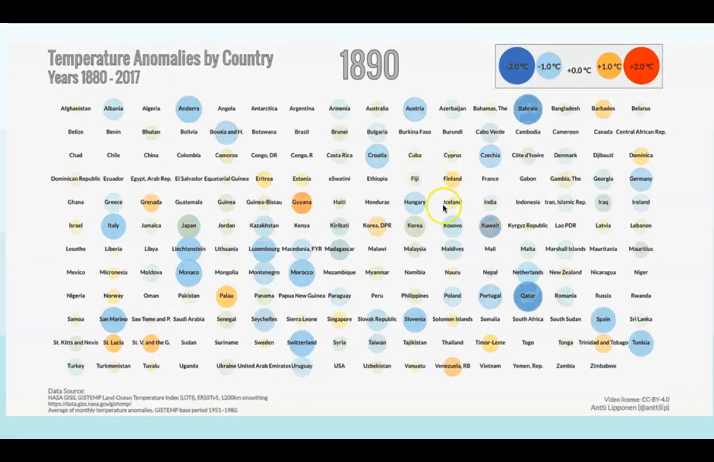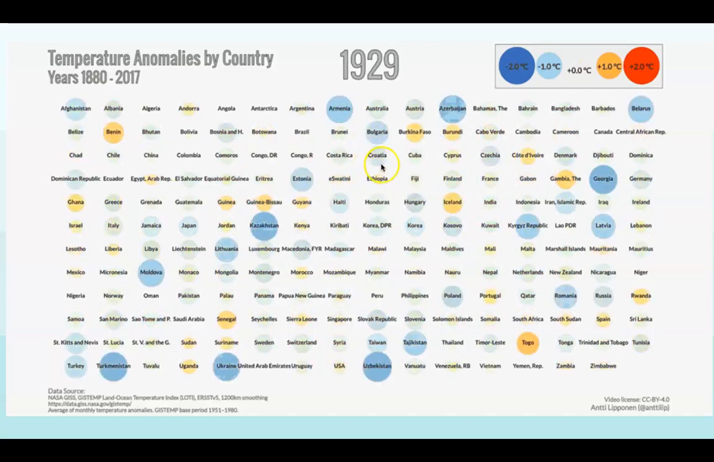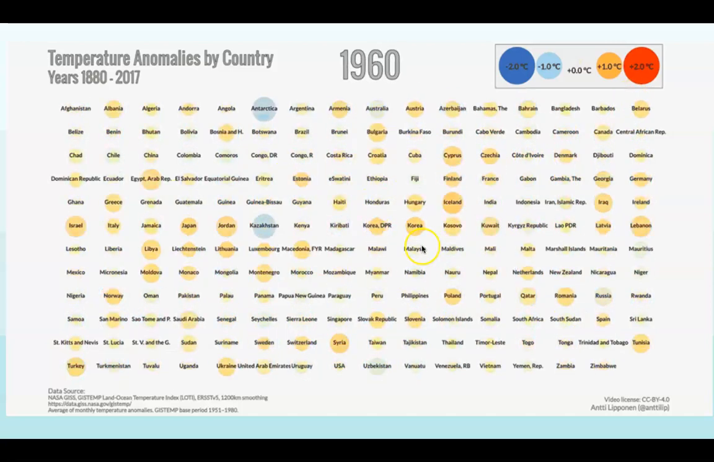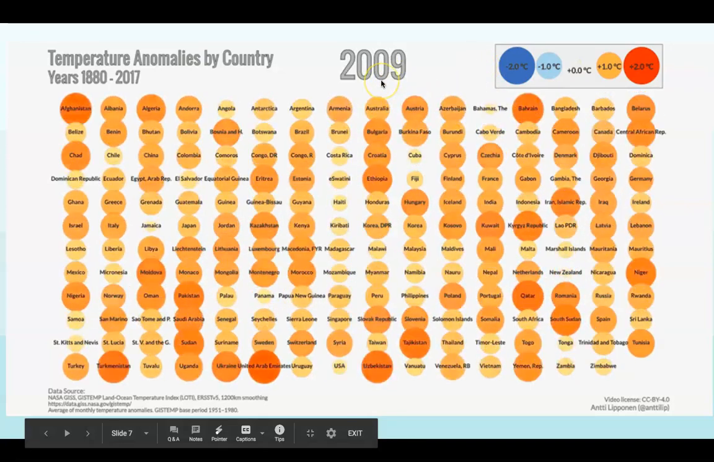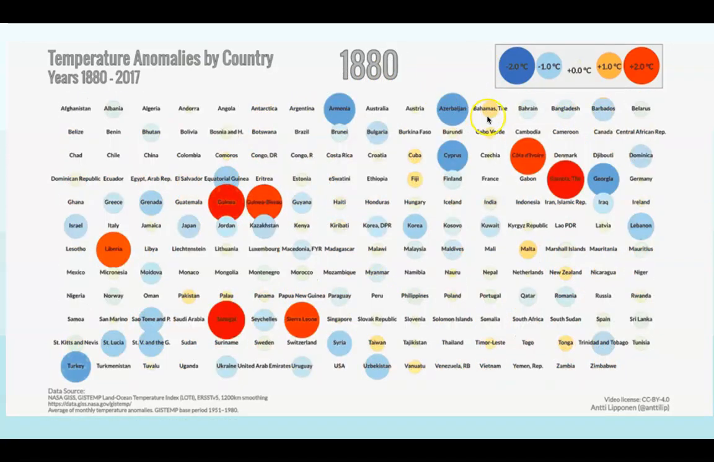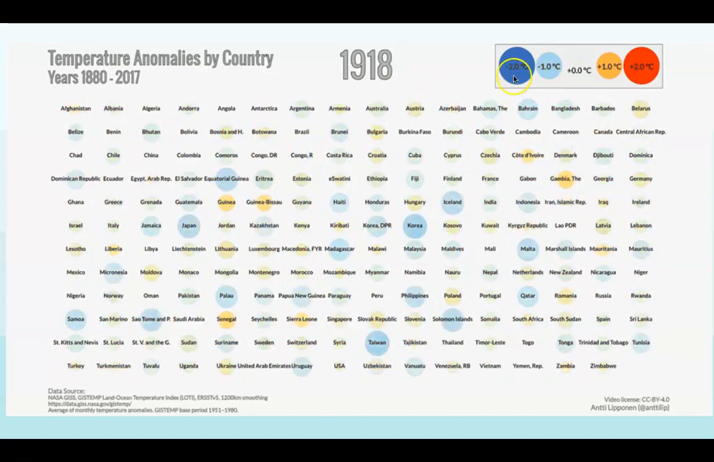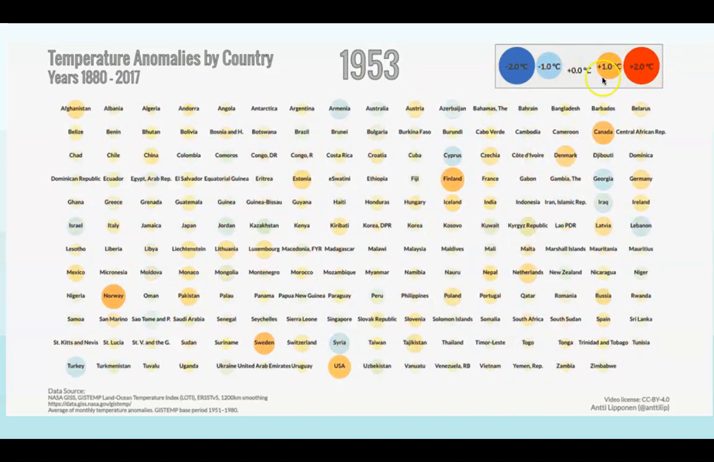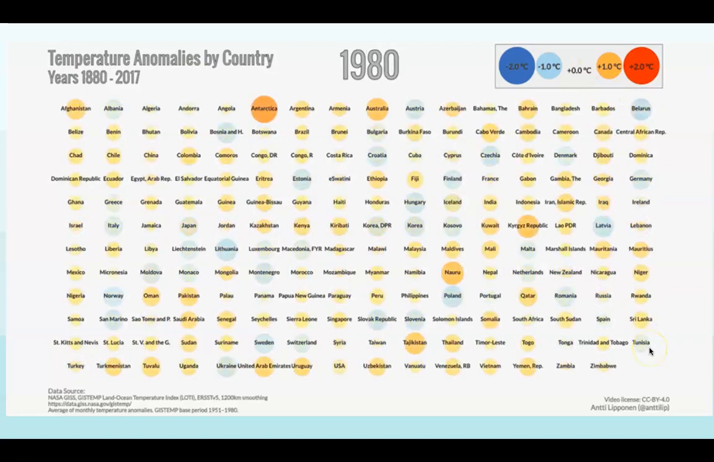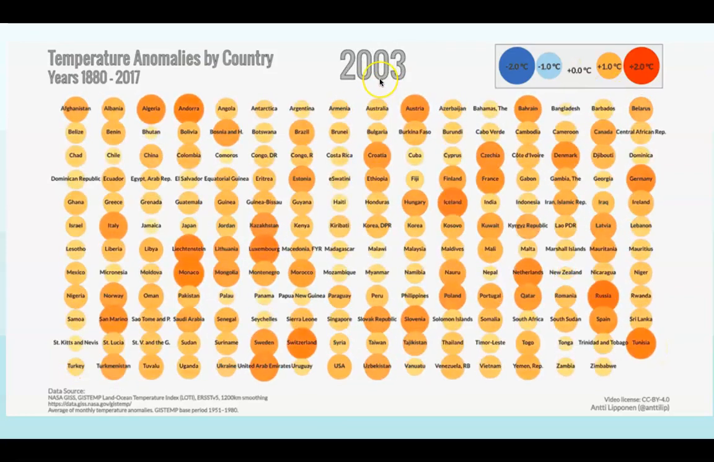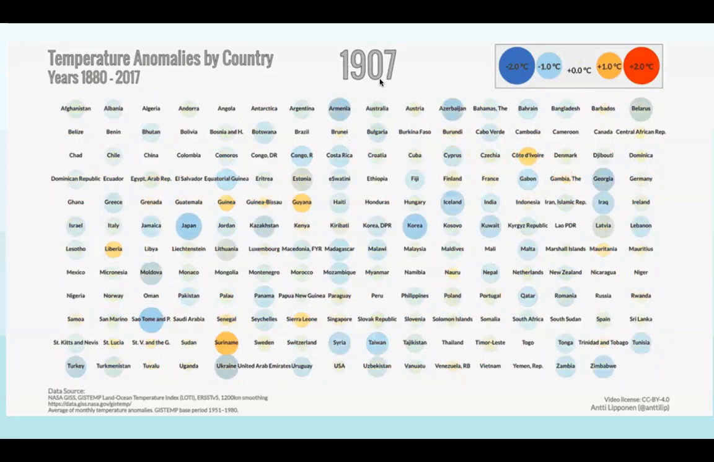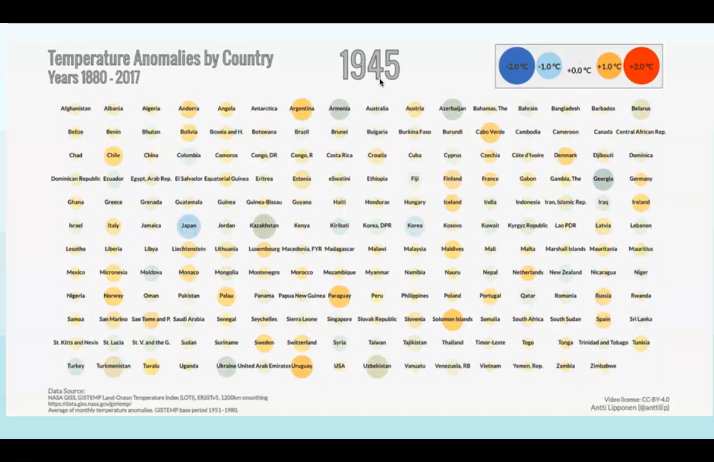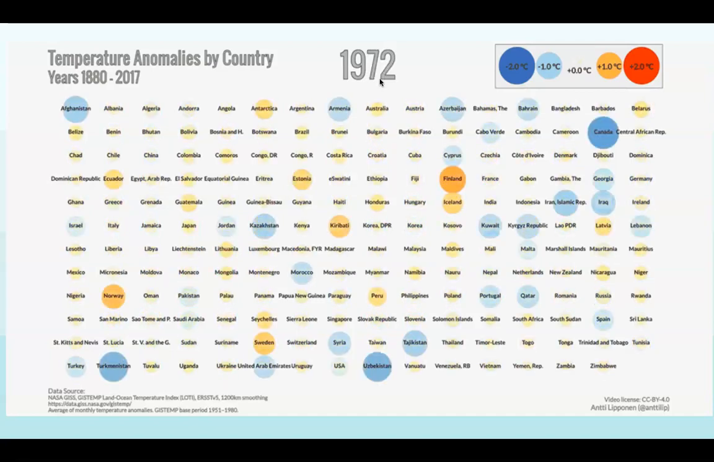Let's look at another one. This graph shows each country and their temperature change away from normal between 1880 and 2017. The blue represents colder and the red represents warmer. And what do you notice about as we get into the 2000s? Every single country reports a warmer than average temperature.